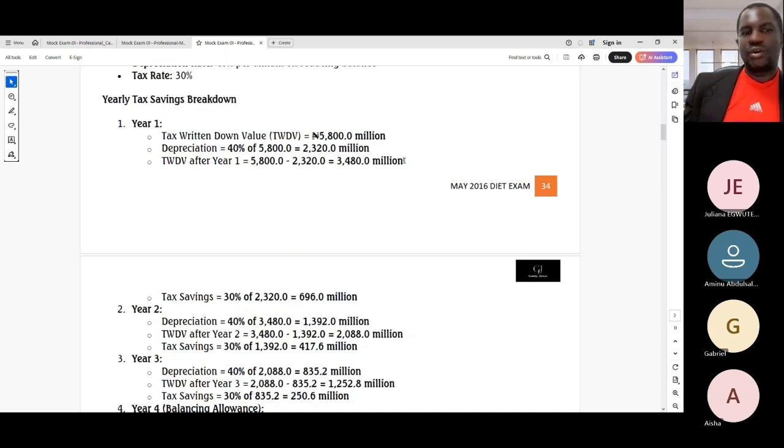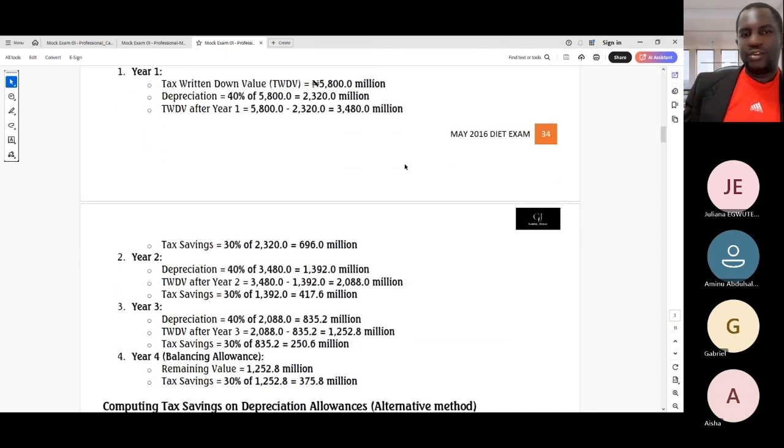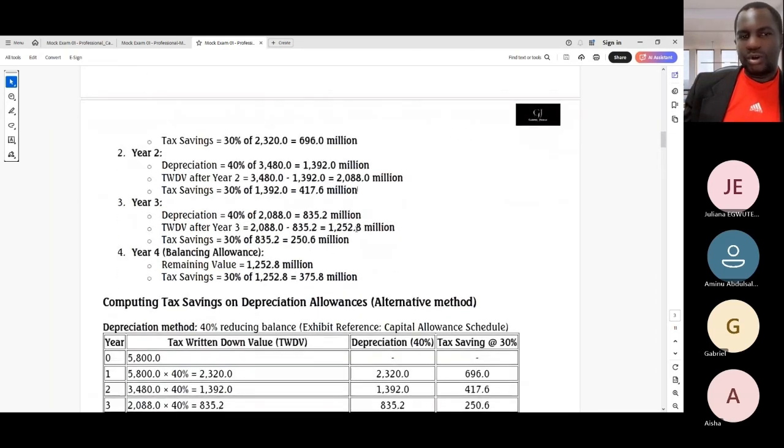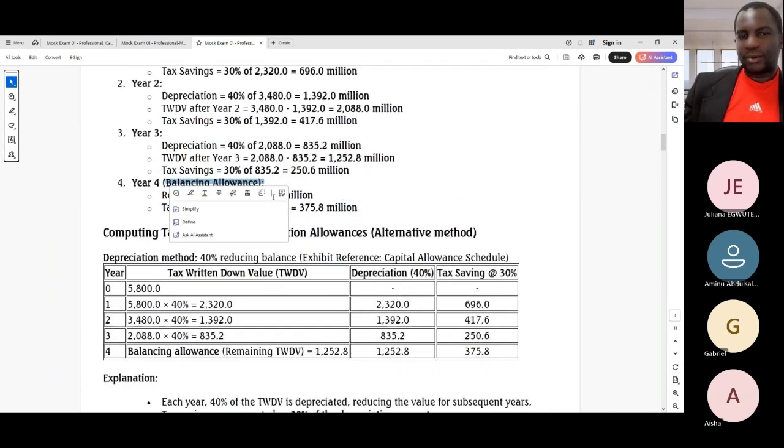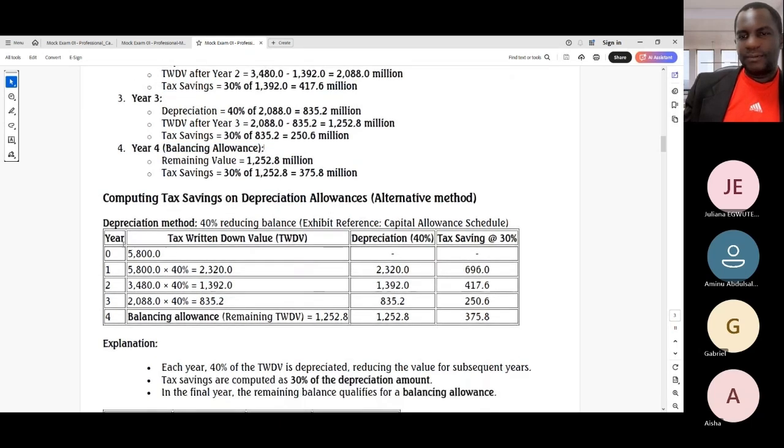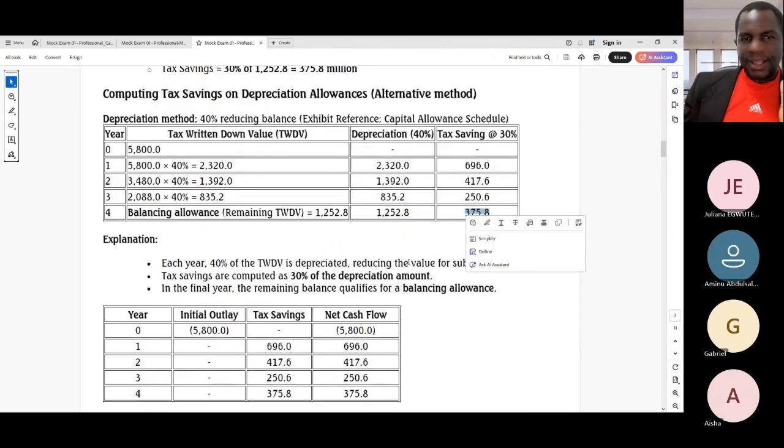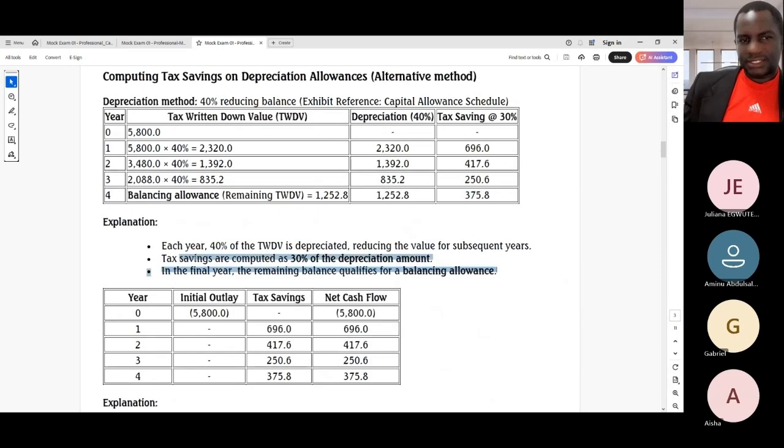And you have your sum for the first year. You move to the second year. You move to the third year. Then you have your balancing allowance. You will be able to remember all these things. I also gave an alternative method. You can put it in a table. So you can see this balancing allowance of 375 million is the same thing you have here on the table. So any way you want to do it, I broke down everything for you in chunks with explanation.